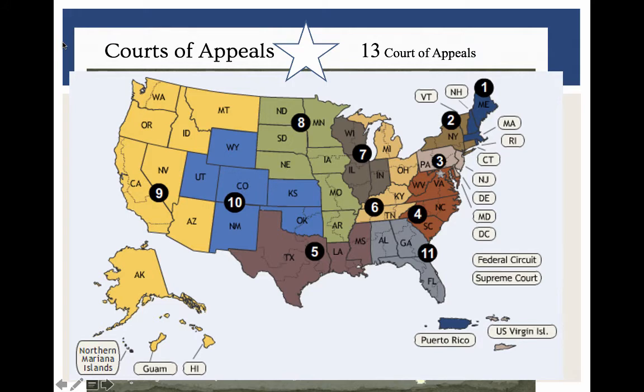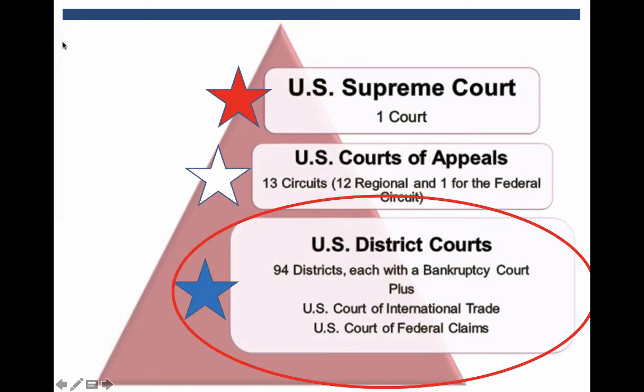All right, now we're on to one of the 13 U.S. appeals courts. This is a look at the United States showing where those 13 appeal courts are located. Depending on what state you're in, that determines which appeals court you'll go to.